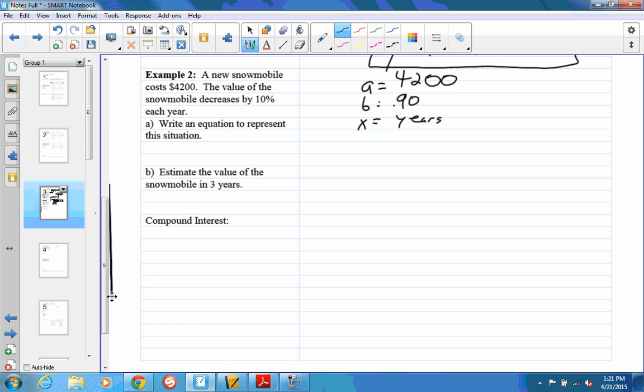You're almost always going to have to change the percent. Because if it's growing by 50%, you actually need to multiply it by 150%. And if it's decreasing by 50%, it's exactly 50. But here, 1 minus 0.1.